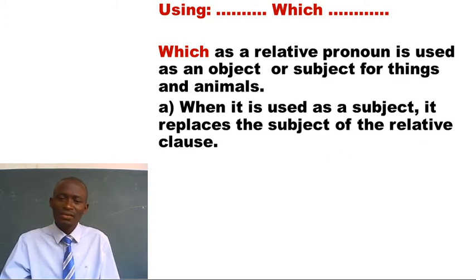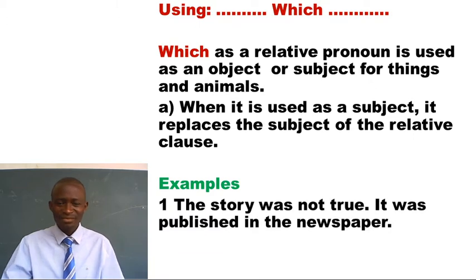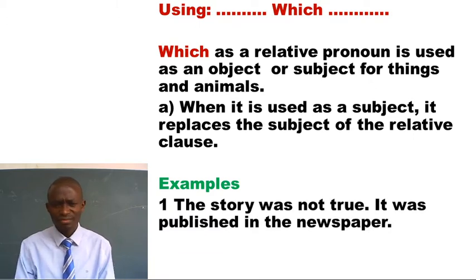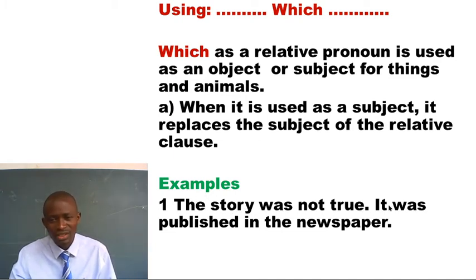So let's learn this from the examples. I have examples for you. I have this story. The story was not true. It was published in the newspaper. You realize that I'm talking about the story. The story is our object for now. The story was not true. It was published in the newspaper. This "it" is referring to the story.